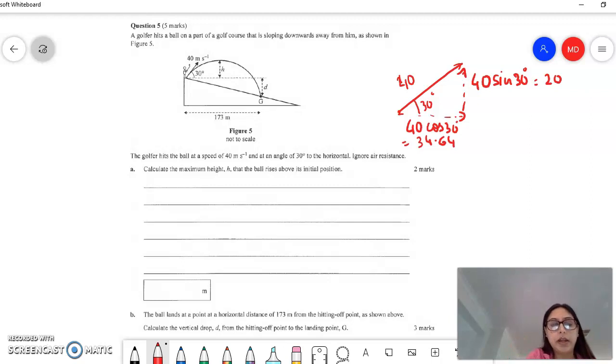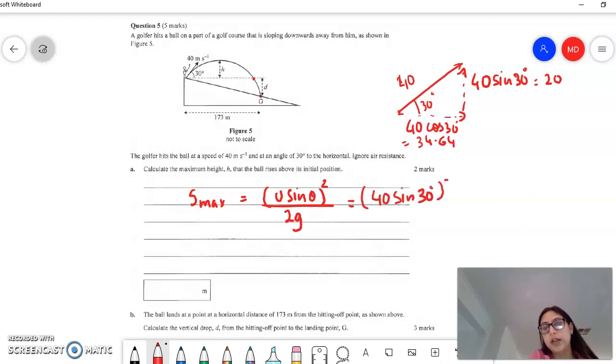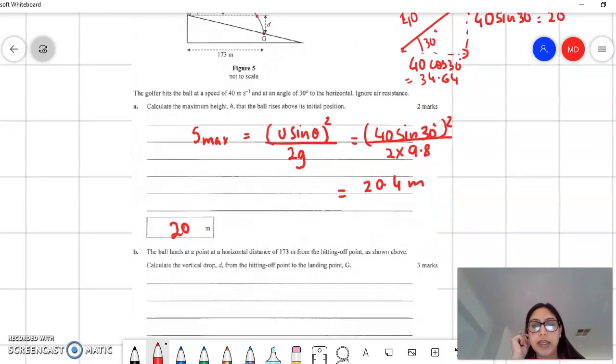Find the maximum height. Now the maximum height formula works regardless of whether the ball lands at the same height or below that. So let's use the maximum height formula, which is, so U is 40, theta is 30, so 40 sine 30 squared over 2 times 9.8, and it gives you 20.4 meters. So that is the maximum height that the ball will actually hit.